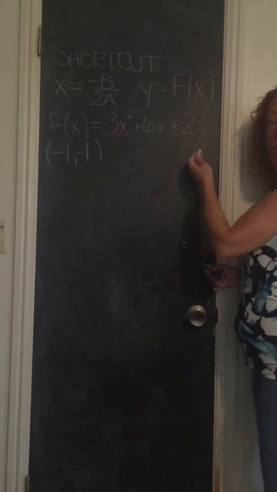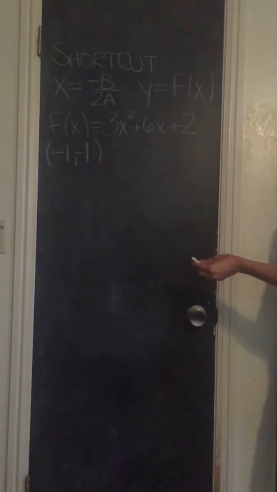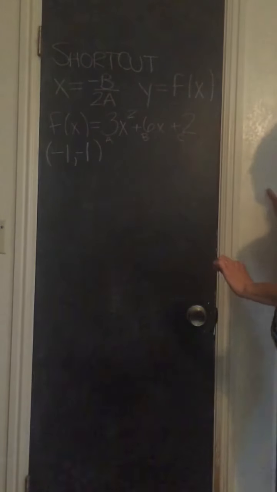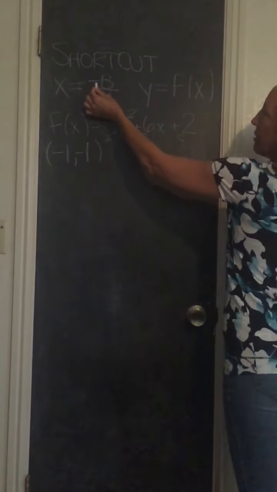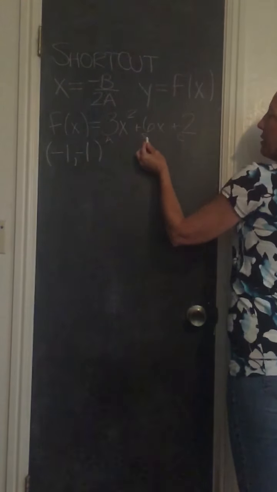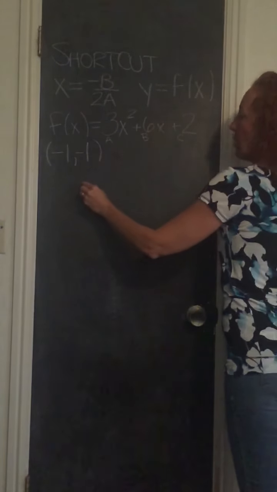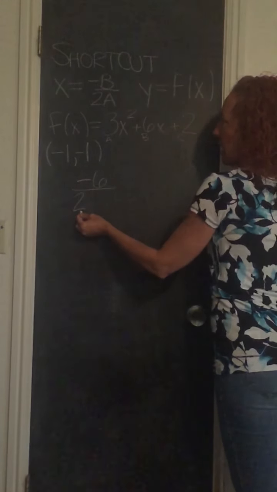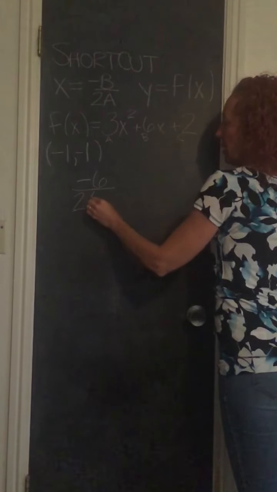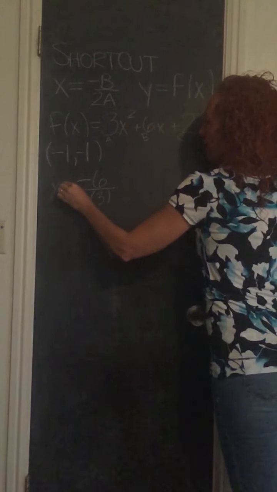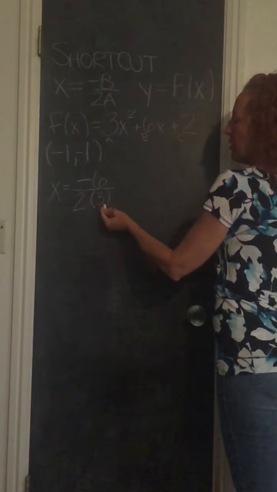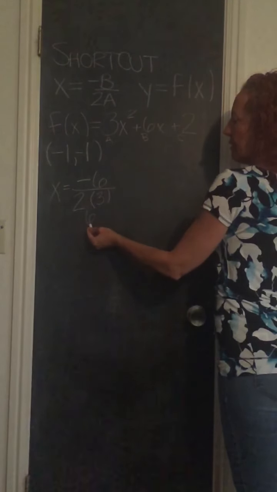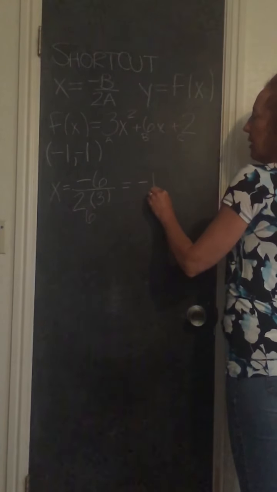Let me prove that the shortcut works. All right, so a is 3, b is 6, c is positive 2. So my shortcut says to do the opposite of whatever b is. B is a positive 6. So I'm going to go minus 6 over 2. That 2 is that 2. And a is a plus 3. So x equals -6 divided by 2 times 3. Well, 2 times 3 is 6. So -6 divided by 6 is -1.